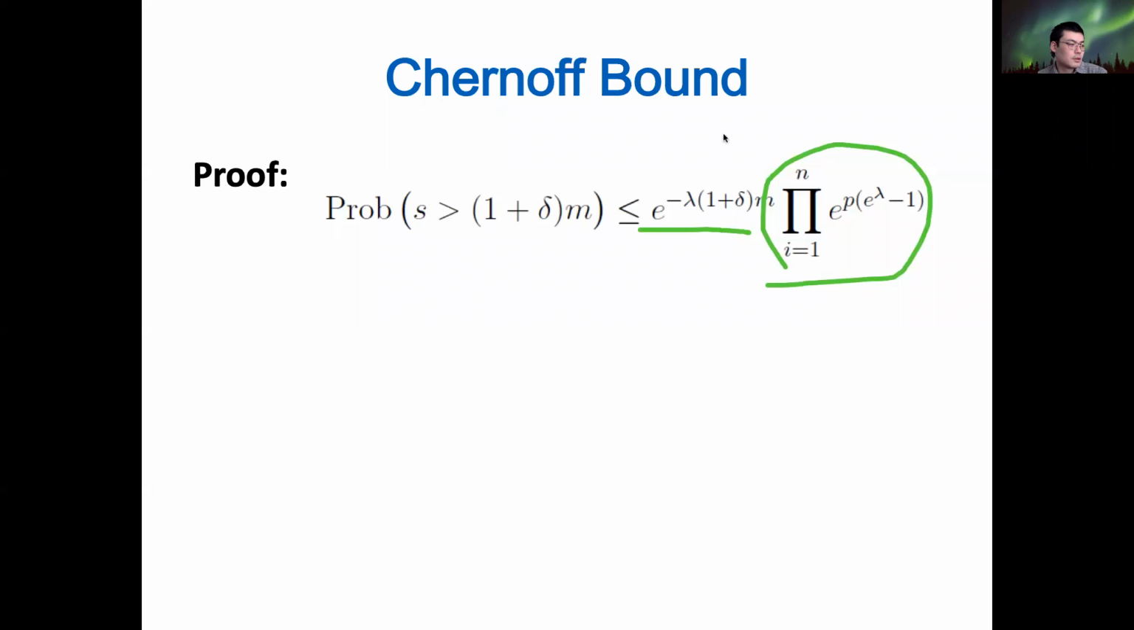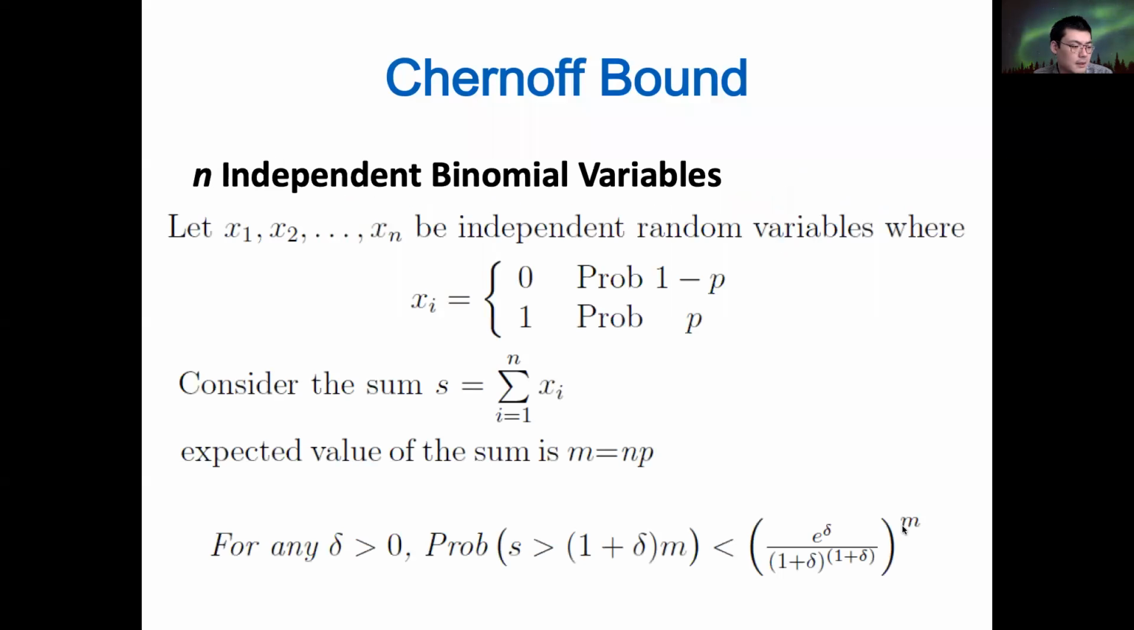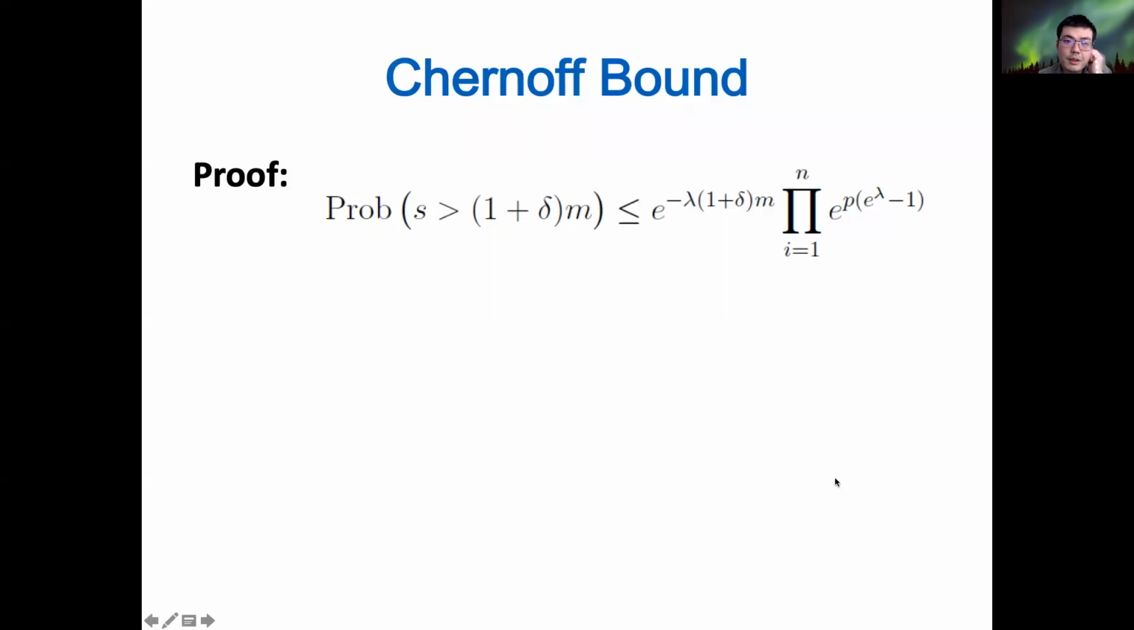So far we proved this inequality, but it's still not where we want to be. We want to have some shape like this, but right now we are here. So how can we continue with that?